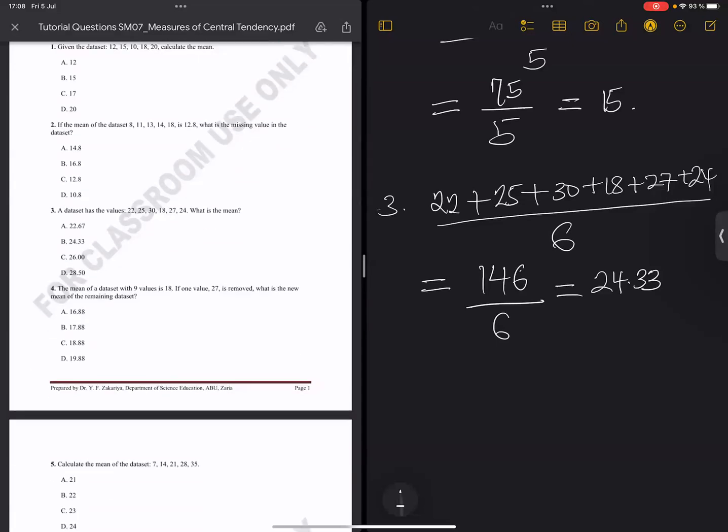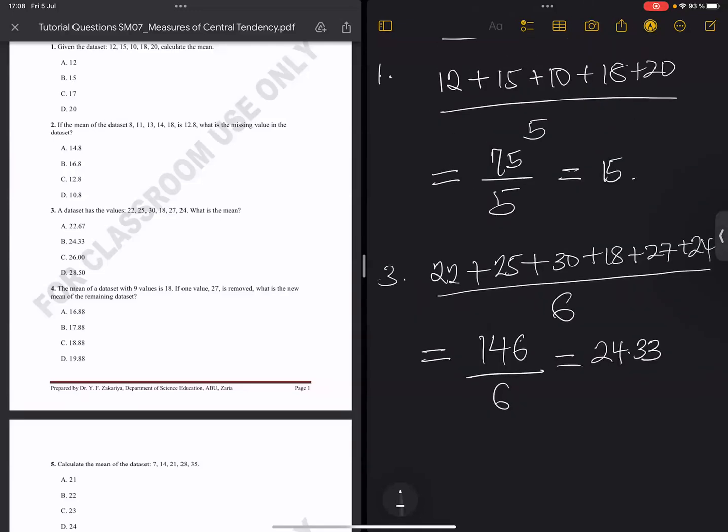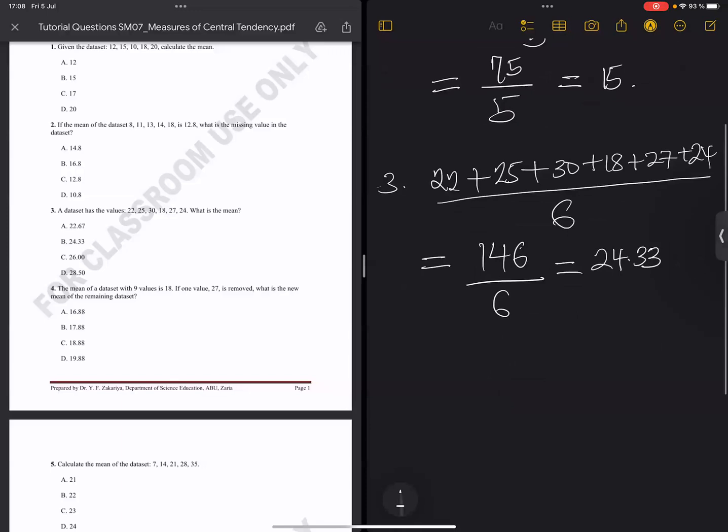Feel free to stop me if I'm too fast. Let me know. And if you need further explanation, kindly unmute yourself and speak. This is very important. Your silence means, to me, that everything is fine. So I go to problem number 5.